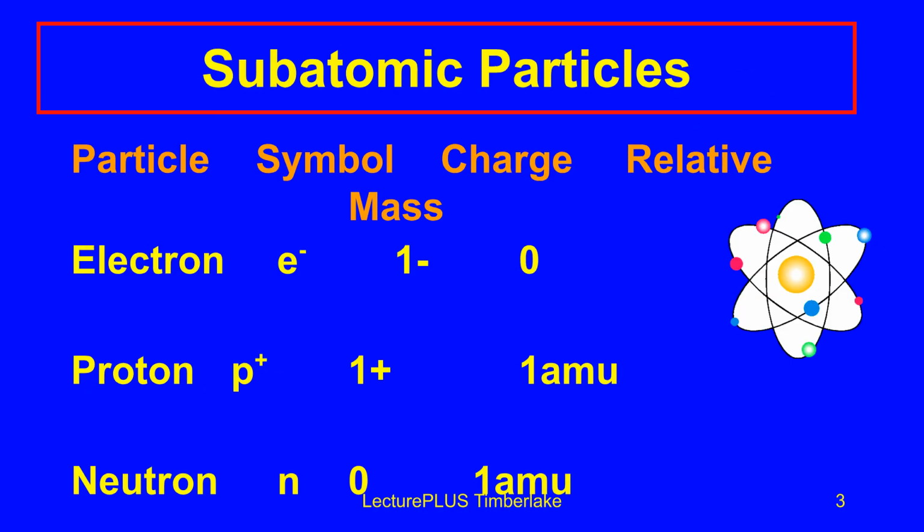Atoms are composed of subatomic particles: electrons, protons, and neutrons. Electrons have a 1- charge and a relative mass of 0. Protons have a 1+ charge and a relative mass of 1 atomic mass unit. Neutrons have no charge and a relative mass of 1 atomic mass unit.